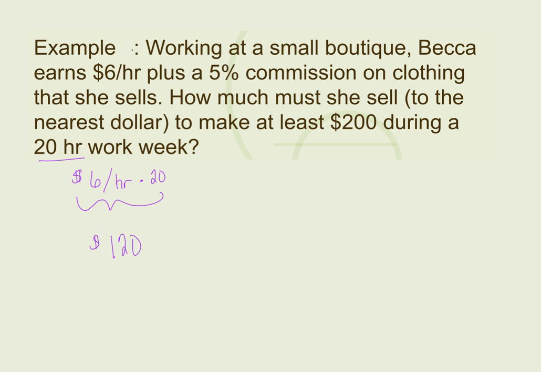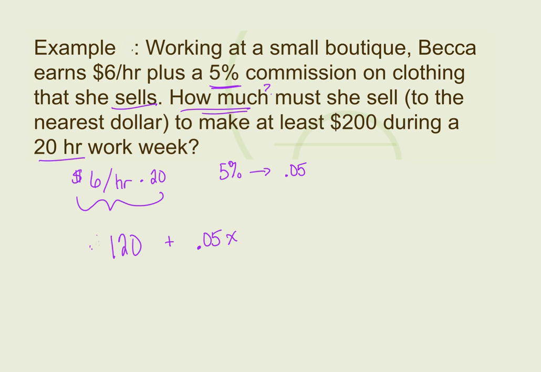Now we add to that 5%. Well, remember, we're going to write percentages as decimals. So 5% on what she sells. Well, we don't know what she sells. In fact, it says how much. That's where my question mark is, which means that's where my variable is. Now, so this is what she's going to get paid. She's going to get paid $120 plus 5%.